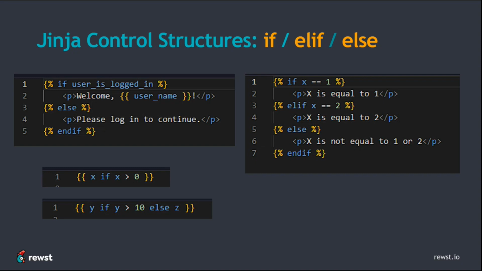Another way of doing it is within an output expression. After you define what you want to output, an if can be used right after that to simplify that operation. So in this case, we're going to output x if x is greater than 0. And then you can also use an else in that statement. So, y if y is greater than 10, else output z.